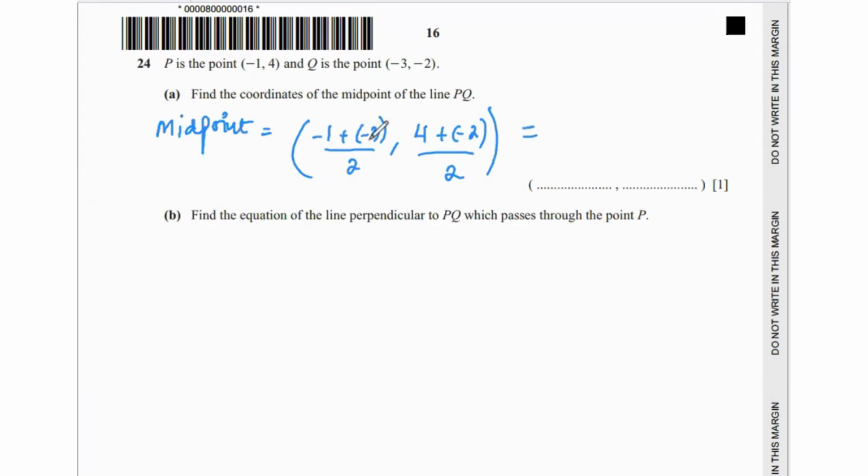So -1 minus 3 is -4. -4 over 2 is -2. 4 minus 2 is 2. 2 divided by 2 is 1. So (-2, 1) are your coordinates.